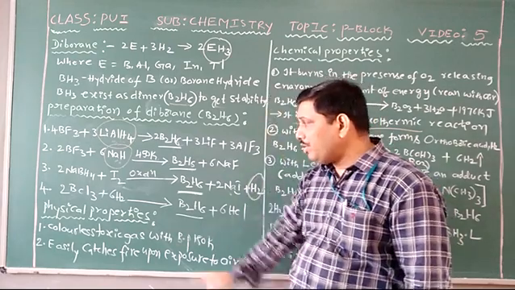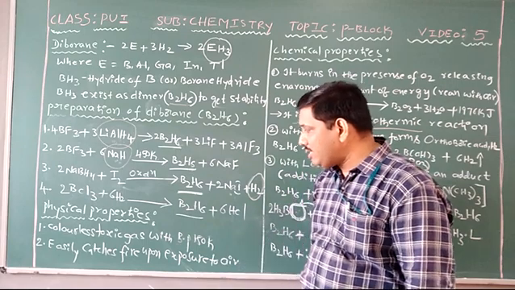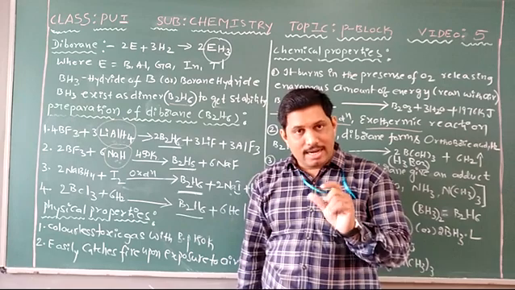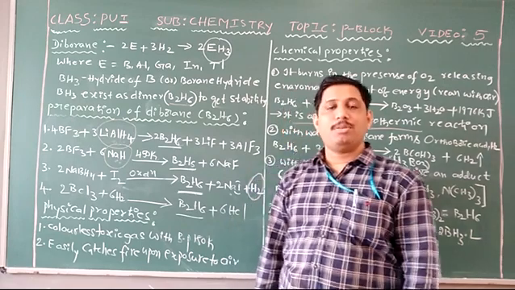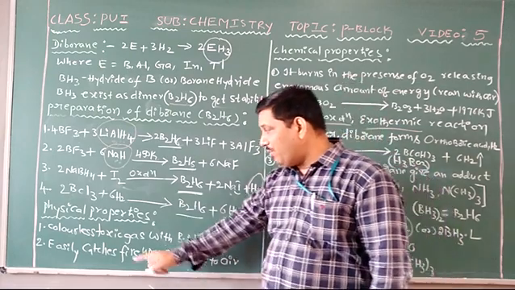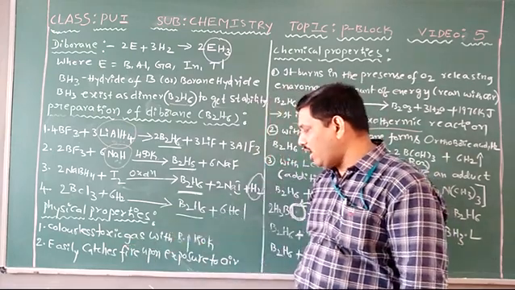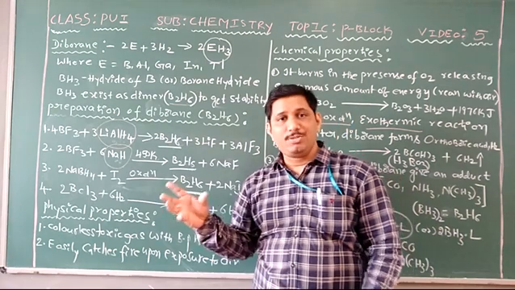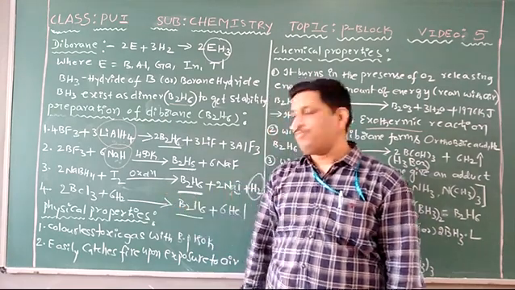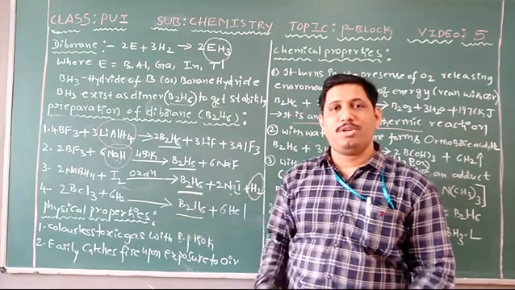First one, diborane is a colorless toxic gas with a boiling point of 180 Kelvin. Diborane easily catches fire upon exposure to air. These two are the physical properties, student.